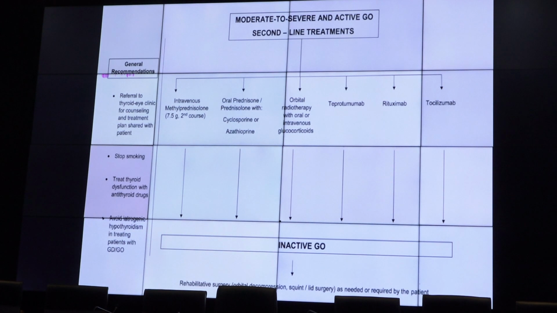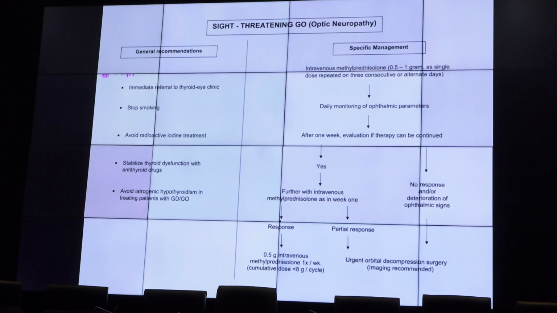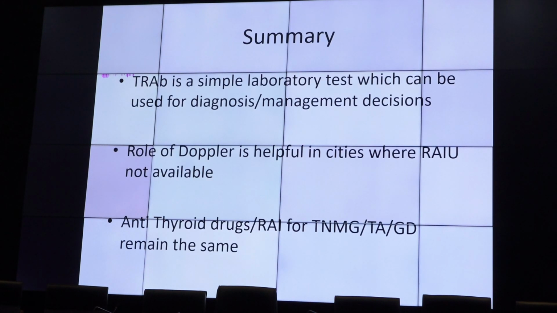For moderate to severe disease, there are multiple second-line treatments available, and teprotumumab, which is an IGF-1 receptor antagonist, has been approved by the US FDA and is available in the US, but because of cost concerns it is not available over here, at least. So these are the newer therapies which are available. For sight-threatening GO, pulse therapy is the way to go, and sometimes decompressive surgeries are also needed.